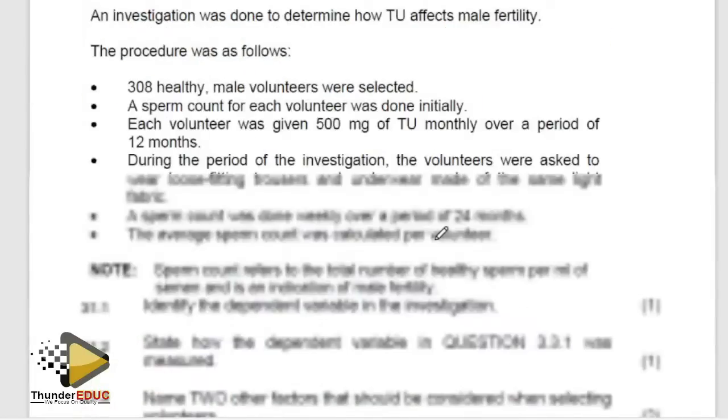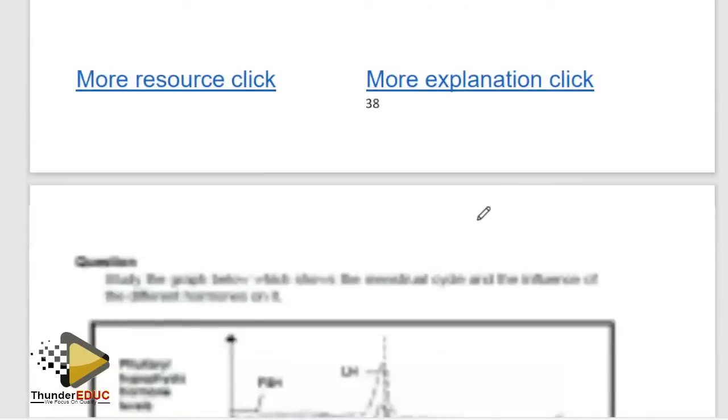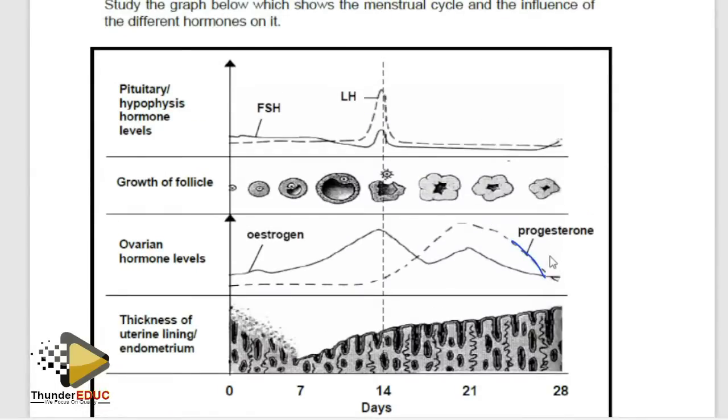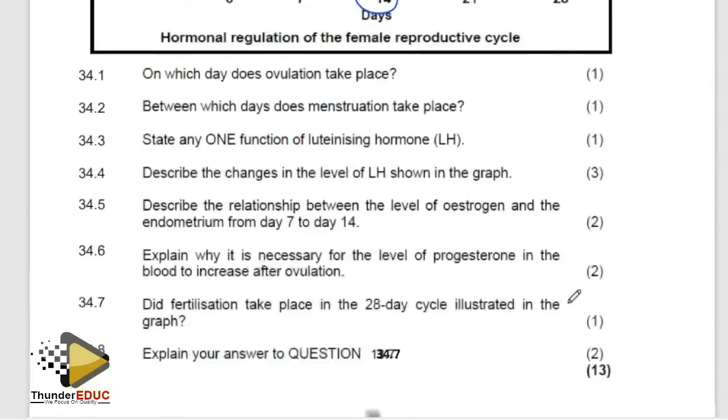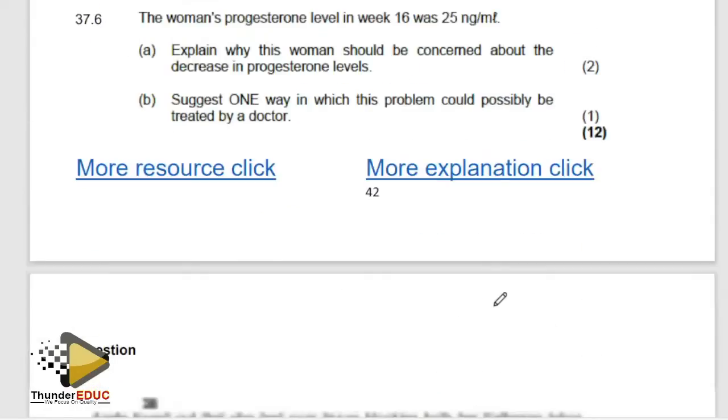So guys, I know you're going to get a distinction when it comes to that. Did fertilization take place? Check. Yes, it took place. It did not take place. Yes, because progesterone decreased, and check the corpus luteum degenerates. Therefore, fertilization did not take place. What indication shows that ovulation occurs on day 14? Because the ovum is released, and the level of luteinizing hormone is high.